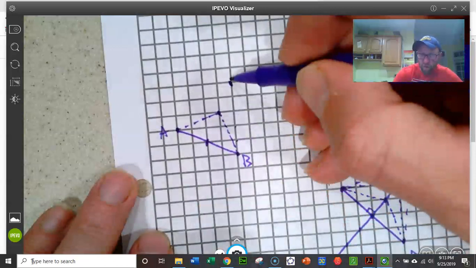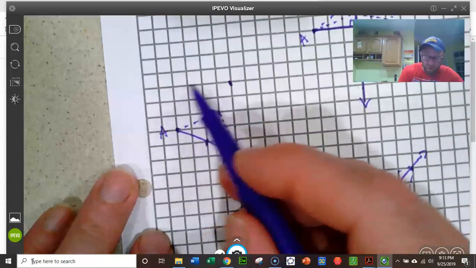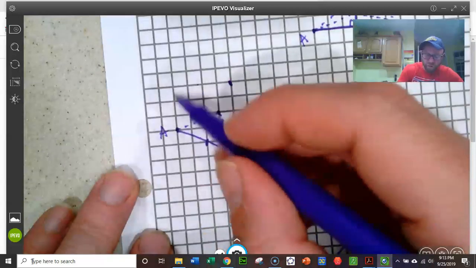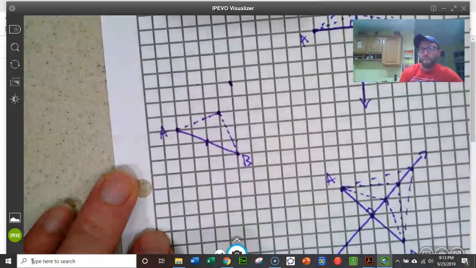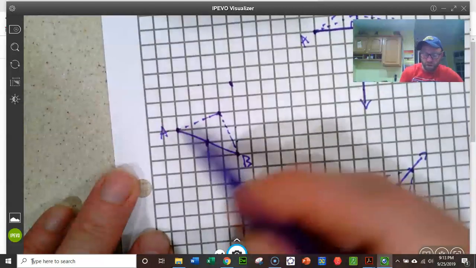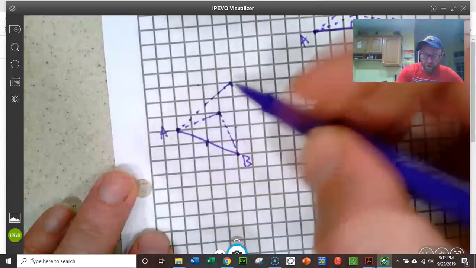Okay, here's another one. This is straight up 1, 2, 3, 4, 5. And from A to that point is 1, 2, 3, 4. So if I did my Pythagorean theorem, 3 squared plus 4 squared is 5 squared. So the distance from A up to that point is 5. If you recall, it's that 3, 4, 5 triangle.